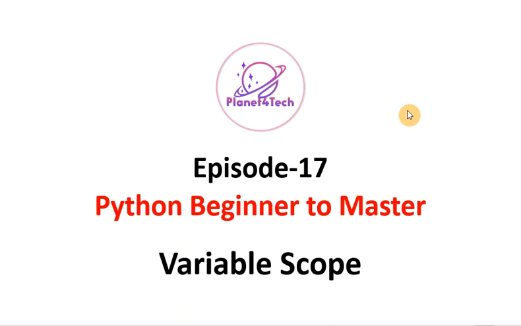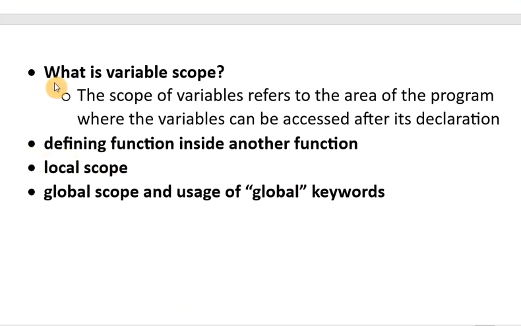In this we are going to understand the different types of variable scopes, the local scope and the global scope, what the definition of variable scope is, and how we can use the global keyword to modify a global scope variable. So let's start. These four topics we are going to discuss in this episode.